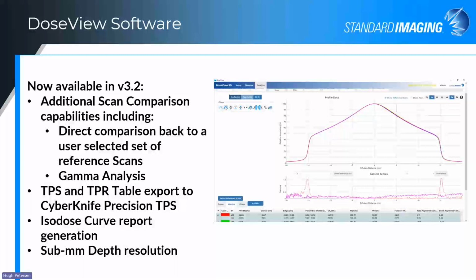But just something I touched on was the gamma analysis and the scan comparison that was now available in our new 3.2 version. We added the export to the CyberKnife treatment planning system, the isodose curves, and then we also improved our sub-millimeter depth measurement resolution. So now you can do very fine resolution measurements for depth as well.